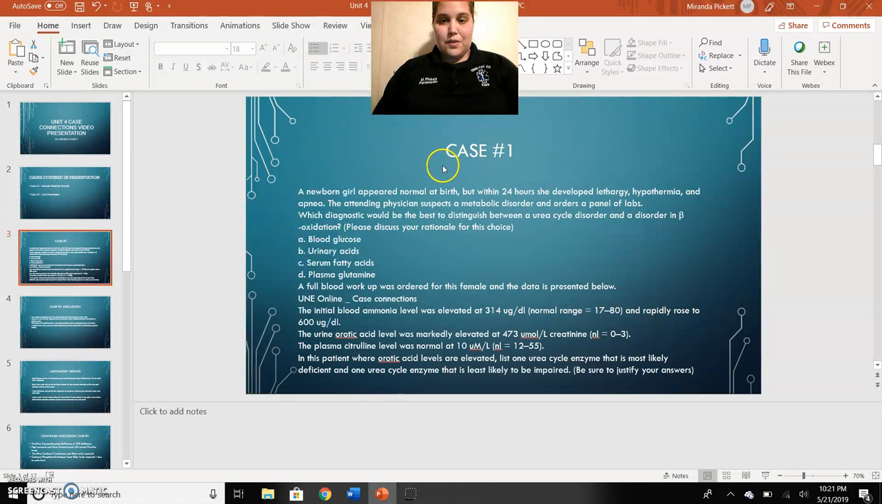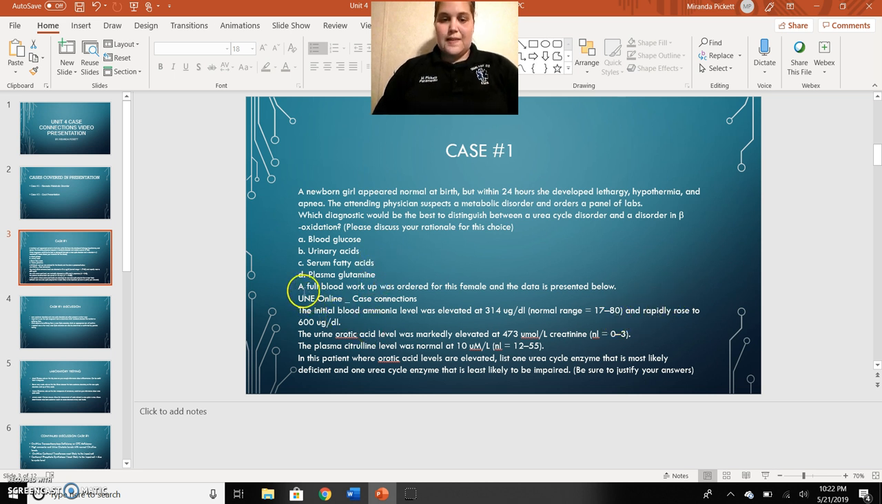Moving right along, I just wanted to give a quick review of case number 1. It's a newborn girl who presented normal at birth. However, in the first 24 hours, she developed lethargy, hypothermia, and apnea. The attending physician who is evaluating this patient believes that she's suffering from a metabolic disorder and is ordering a panel of labs. What this case is asking us initially is what's the best diagnostic tool to determine whether the patient is suffering from a urea cycle disorder or from a beta oxidation disorder. And it gives us 4 choices here, which are blood glucose, urinary acids, serum fatty acids, and plasma glutamine.